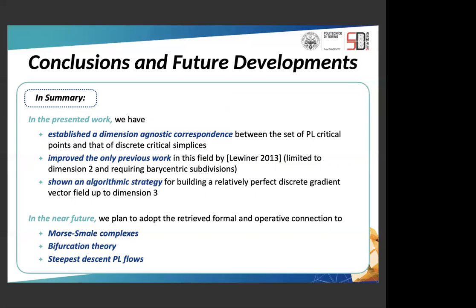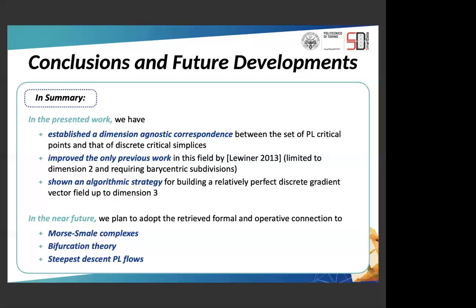The only other work dealing with this kind of question is a work by Leviner, in which an answer is given, but the solution is limited to dimension 2, and in order to realize such a correspondence, several barycentric subdivisions are needed. And moreover, we have shown a sort of algorithmic strategy for building a relative perfect gradient vector field, which will enable such correspondence.